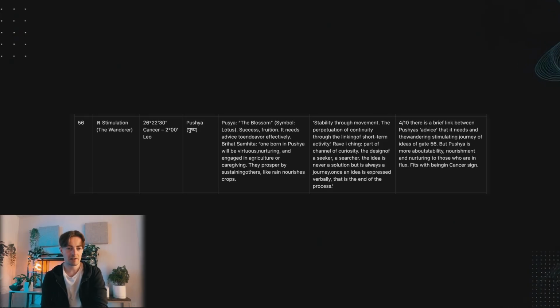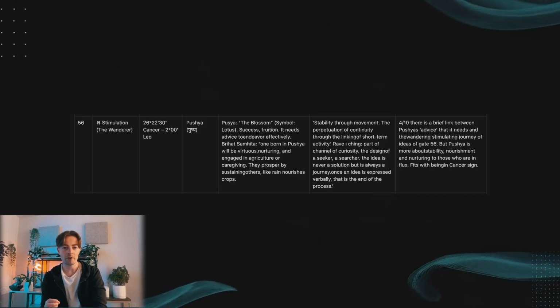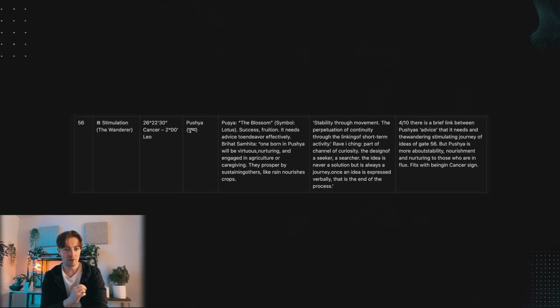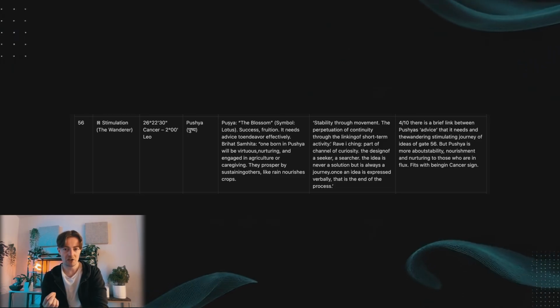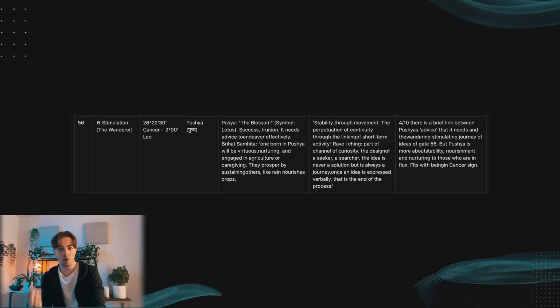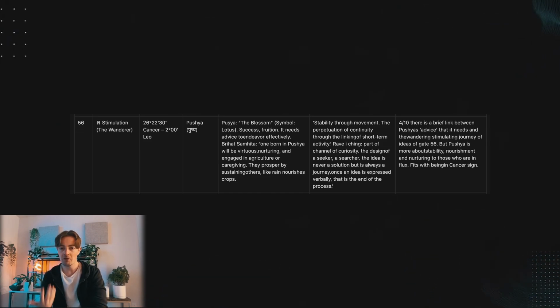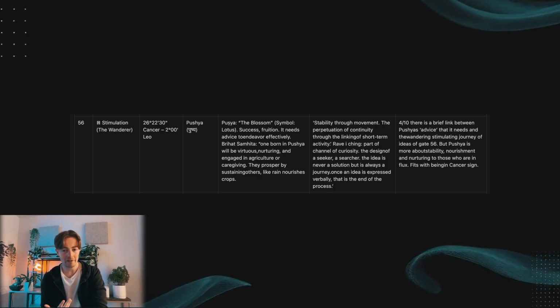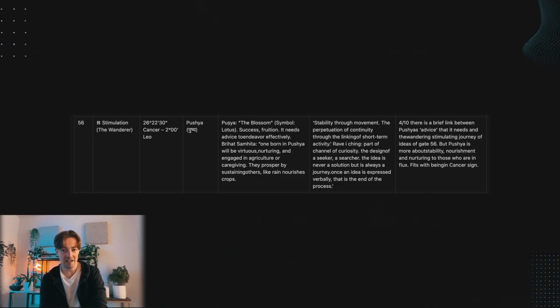Gate 56, stimulation, the gate of the wanderer. Around 26 degrees of Cancer to 2 degrees of Leo. We are now in the Pushya nakshatra in the Vedic system. And Pushya is the blossom. The symbol is the lotus, success, fruition. From the Brihat Samhita, one born in Pushya nakshatra will be virtuous, nurturing, and engaged in agriculture or caregiving. They prosper by sustaining others like rain nourishes crops.